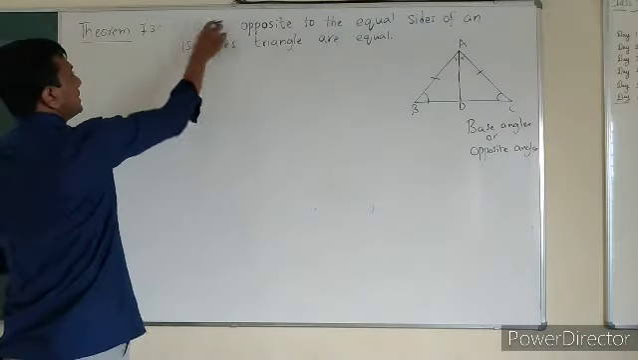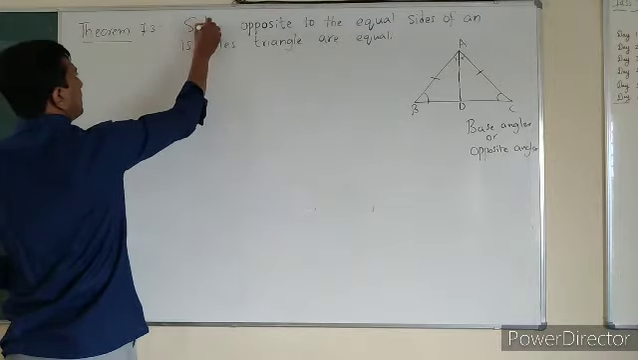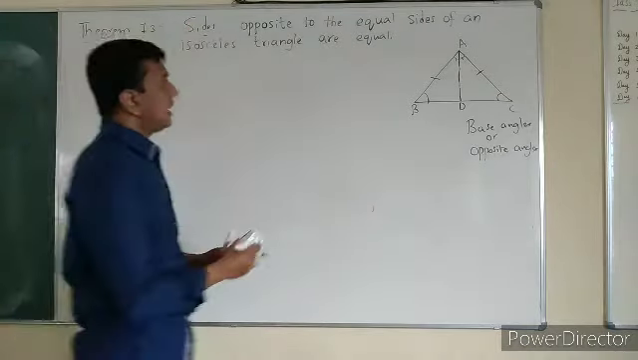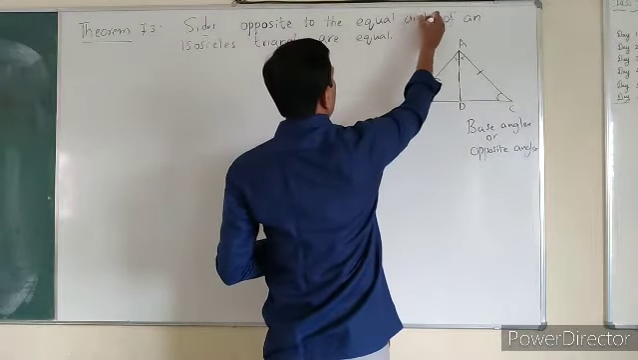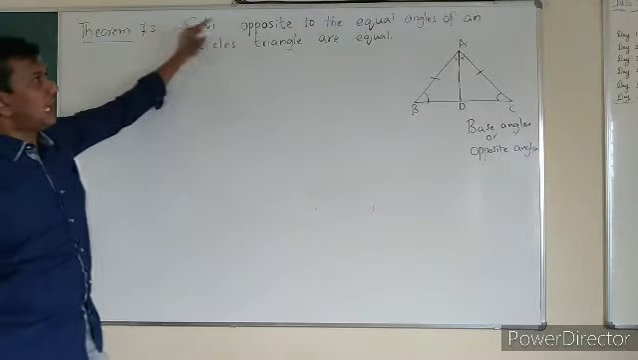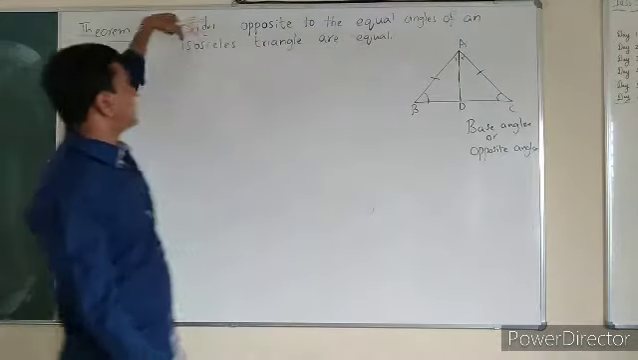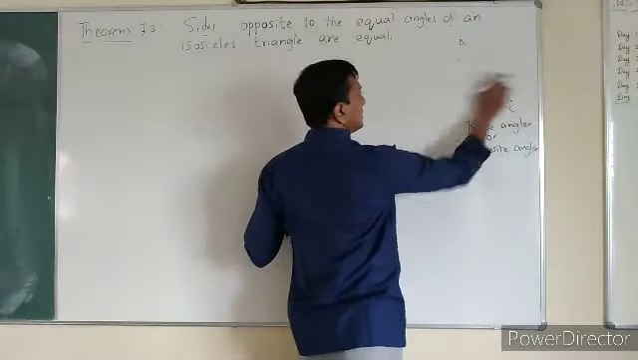Sides opposite to the equal angles of an isosceles triangle are equal. Now for this, that is the converse.